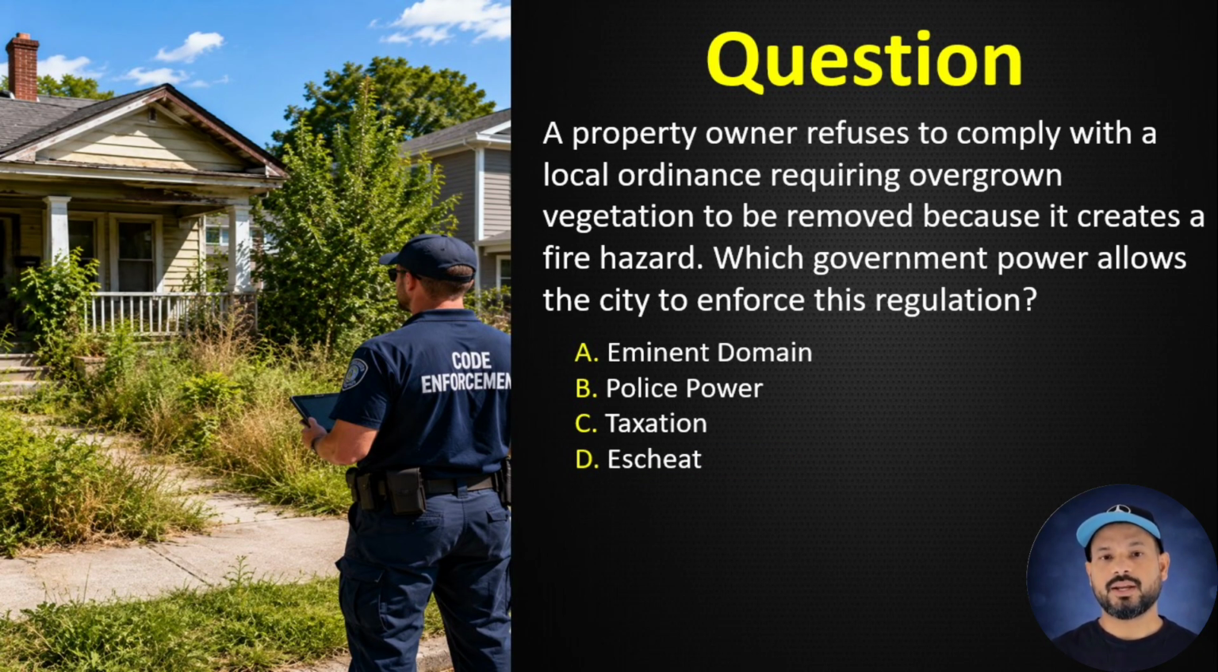Question number 21. A property owner refuses to comply with a local ordinance requiring overgrown vegetation to be removed because it creates a fire hazard. Which government power allows the city to enforce this regulation? A. Eminent domain, B. Police power, C. Taxation. Correct answer B. Police power. Police power allows governments to enact regulations protecting public health, safety, and welfare.